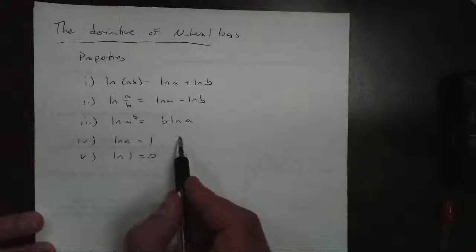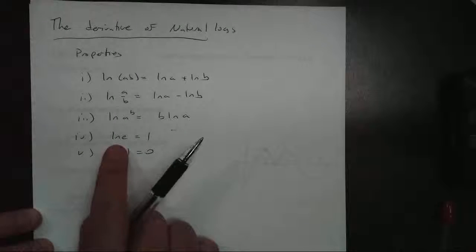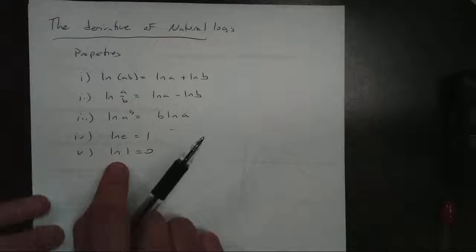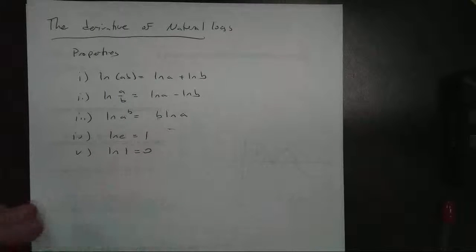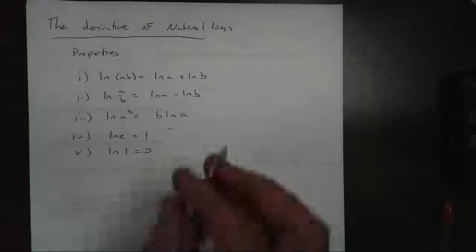And the last two are just some basic properties that we should just know about natural logs. The natural log of e is 1, and the natural log of 1 is 0. And if you're looking for proofs of all of these, you can go back earlier into some of my other videos from pre-cal, and I do discuss those.